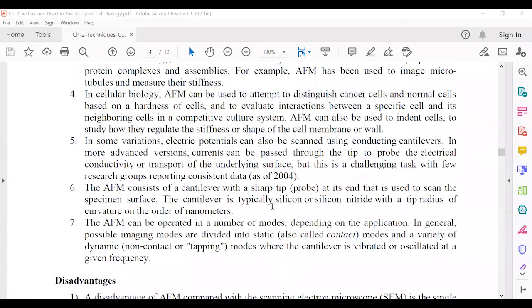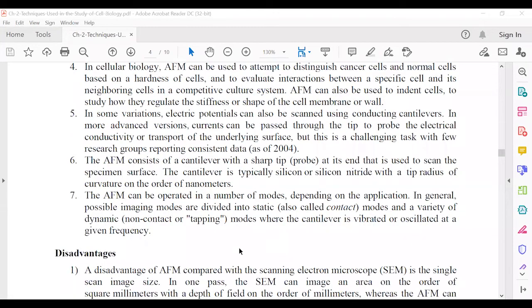The last application is that the atomic force microscope can be operated in a number of modes. We will apply this technique in different modes depending on the application. In general, possible imaging modes are divided into static or contact modes and a variety of dynamic modes where the cantilever is vibrated or oscillated at a given frequency.